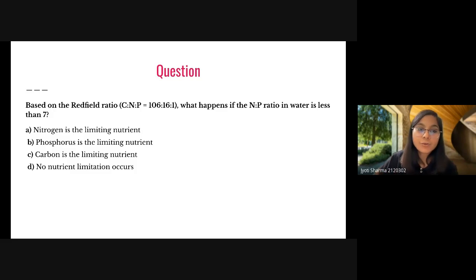Okay, so we have one ratio, and that ratio is known as the Redfield ratio. What happens if the N:P ratio in water is less than 7? So what will happen? Nitrogen is the limiting nutrient, phosphorus is the limiting nutrient, carbon is the limiting nutrient, or no nutrient limitation occurs. So if we do have an N:P ratio less than 7, then nitrogen is the limiting nutrient.